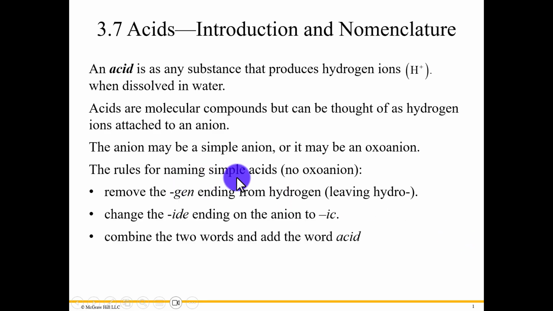So if I have a simple acid, so it's not an oxoanion, it doesn't have any oxygen, we remove the gen ending from hydrogen, just leaving the hydro, and then we change the IDE ending to ic. Then we combine the words and add the word acid at the end.